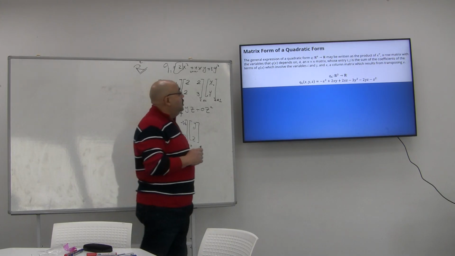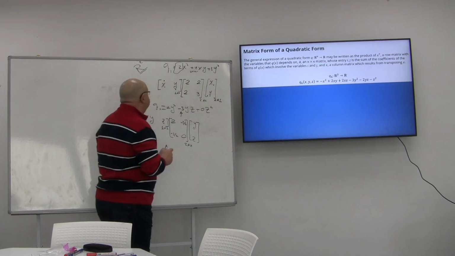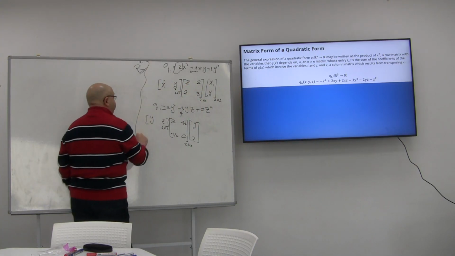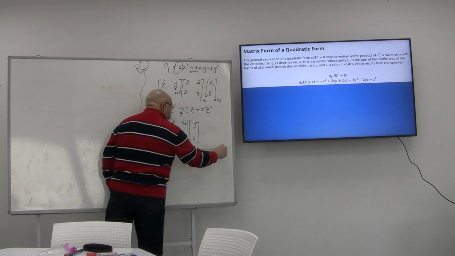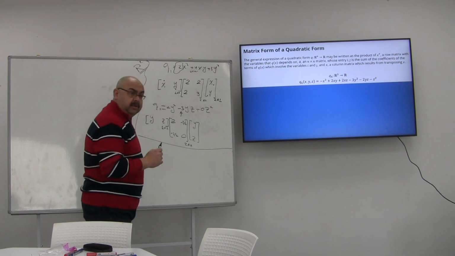Okay? So can you hit me with this one, the quadratic form and the representation of the matrices for this quadratic one? First of all, what are the dependent variables?